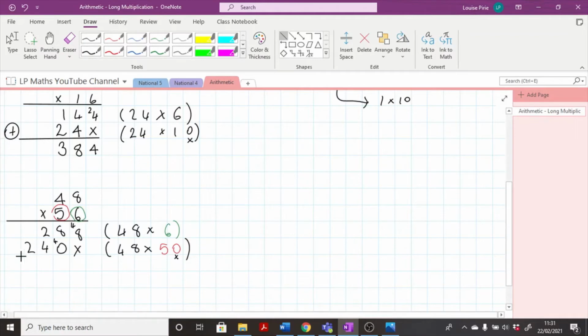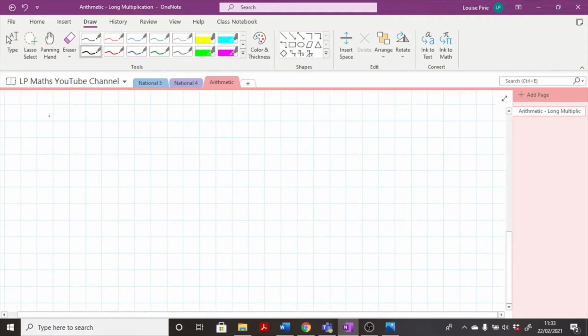Now we're in the position where we can add them all together. Okay, so I've got 8 plus 0 is 8. I've got 8 plus 0, which is 8. I've got 2 plus 4, which is 6. And I have 2 left on its own, which is 2. So 48 times 56 is 2,688.